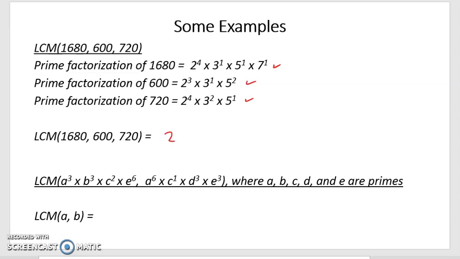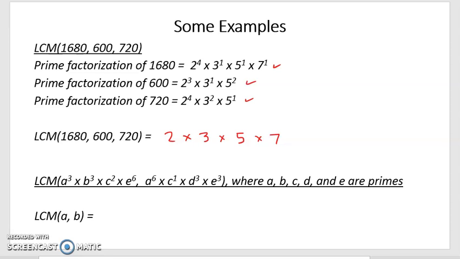So there is a 2. They each have a 2. They each have a 3. They each have a 5. Remember, being common isn't important, just that the factor exists in one of them. So 7 is a prime factor of 1680, so it has to be included in our list, even though it's not in the others.